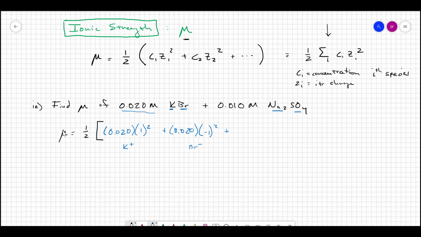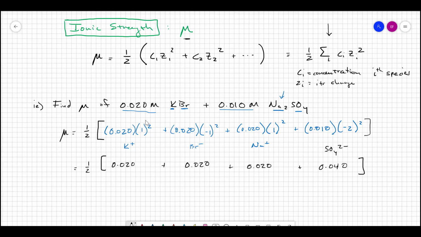Then we're going to do sodium. Be careful with sodium, because when sodium sulfate dissolves, it's liberating 2 sodium ions for every 1 formula unit of Na2SO4. So if we have a formal concentration of 0.01 of Na2SO4, we actually have a formal concentration of 0.02 molar sodium ions. So that would be 0.020 molar sodium times its charge, 1 squared. So this is the sodium ion, plus sulfate. And then sulfate is going to be 0.010 molar times -2 squared. So this is sulfate here, and we'll take this whole thing and compute it.